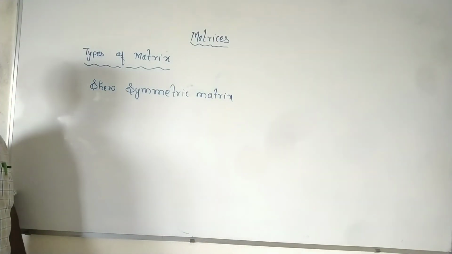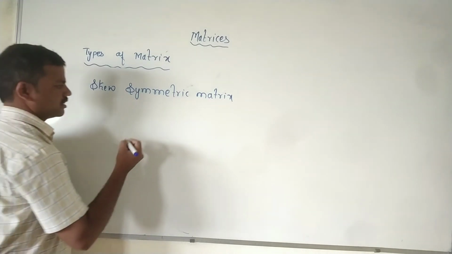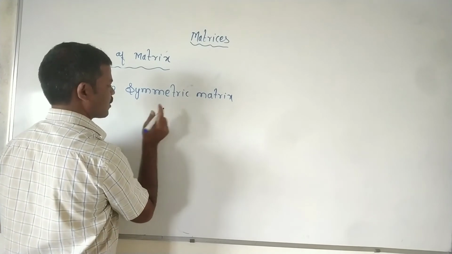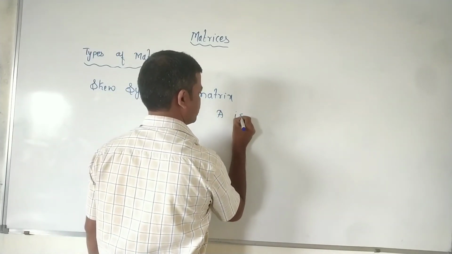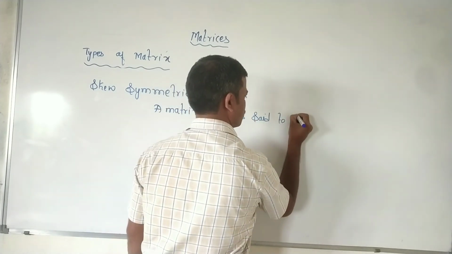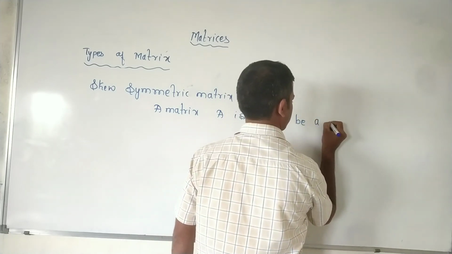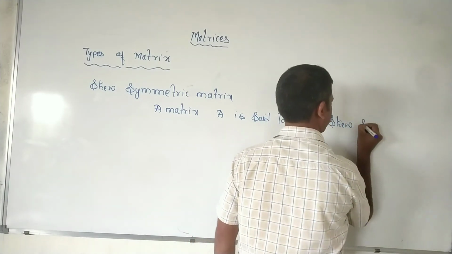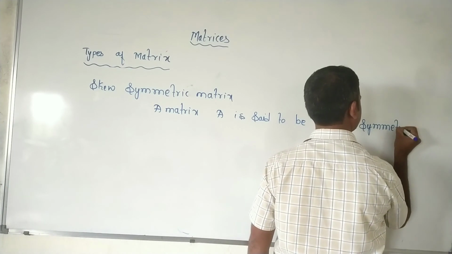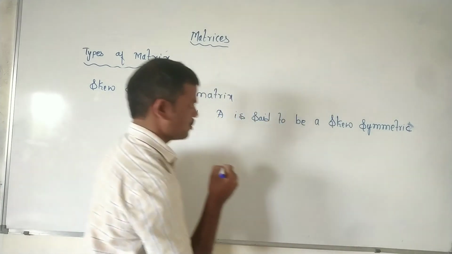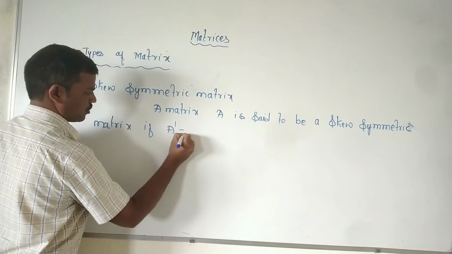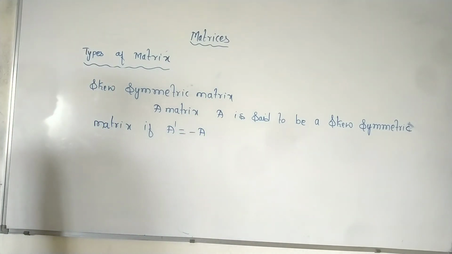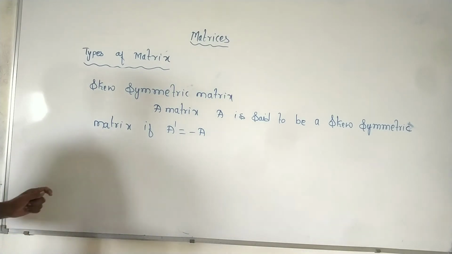Skew symmetric matrix means a matrix A is said to be a skew symmetric matrix if its transpose is minus A. If A transpose equals minus A, then we say it is a skew symmetric matrix. So we take an example for this.